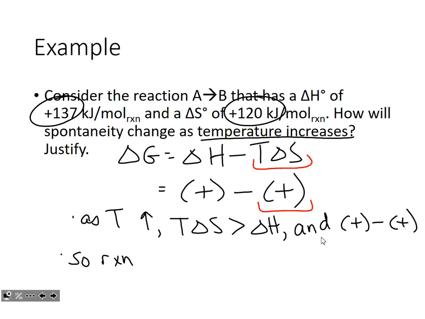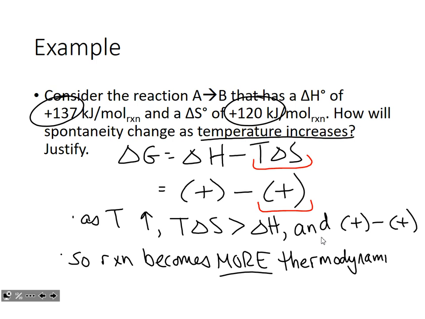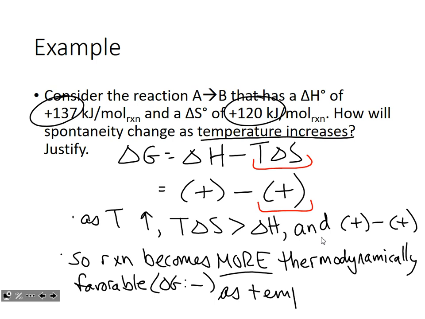So the reaction becomes more thermodynamically favorable, which just takes me forever to write out. Thermodynamically favorable, meaning delta G is negative as the temperature goes up. Which, there we go, we've answered the question, how will the spontaneity change?